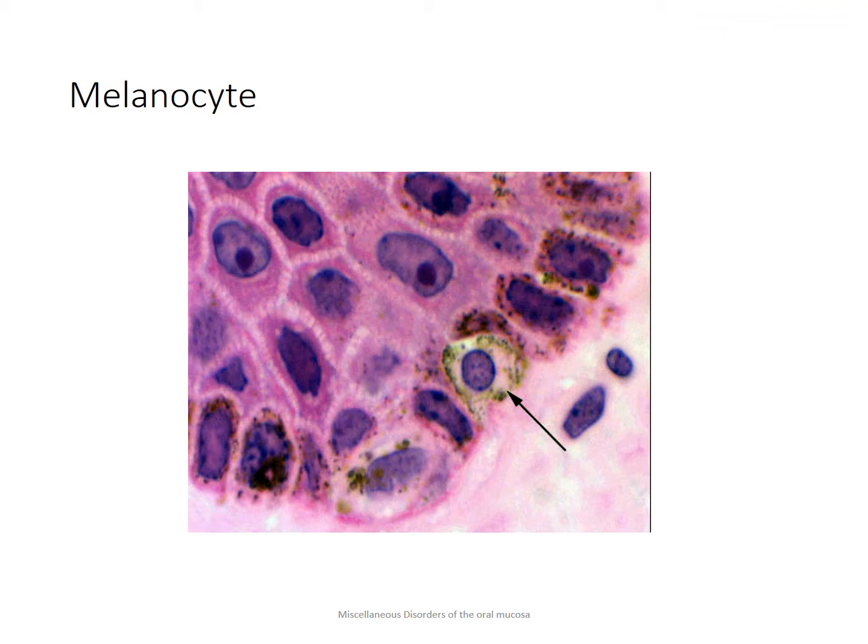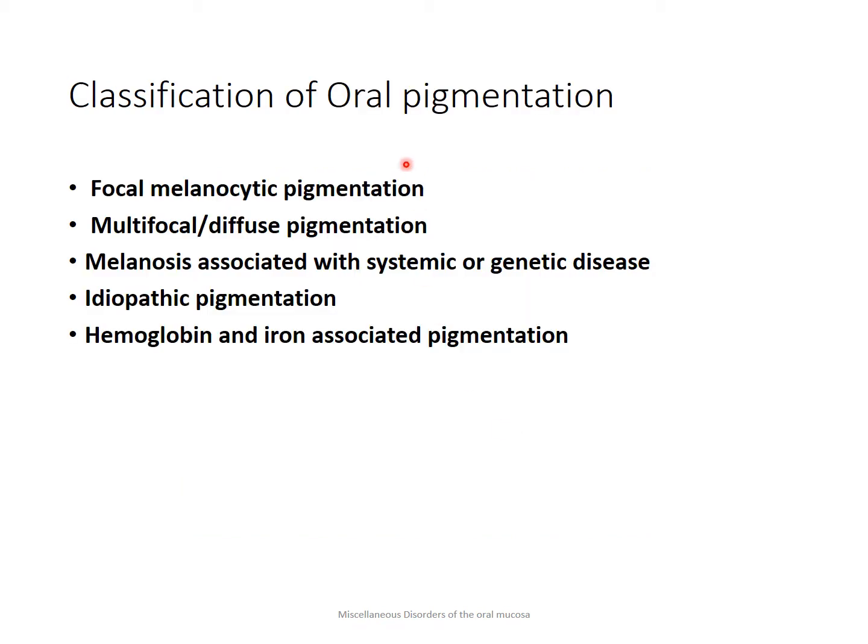So this is just a picture to show you how the melanocyte looks, and this arrow mark is pointing out towards the melanin pigment that it has released around it, leading to the brownish hue that we see on the mucosa. Oral pigments are classified as focal melanocytic pigmentation, multifocal or diffuse pigmentation, melanosis associated with systemic or genetic diseases, idiopathic pigmentation, and hemoglobin and iron associated pigmentation. So the first three are most commonly associated with melanin as a pigment.